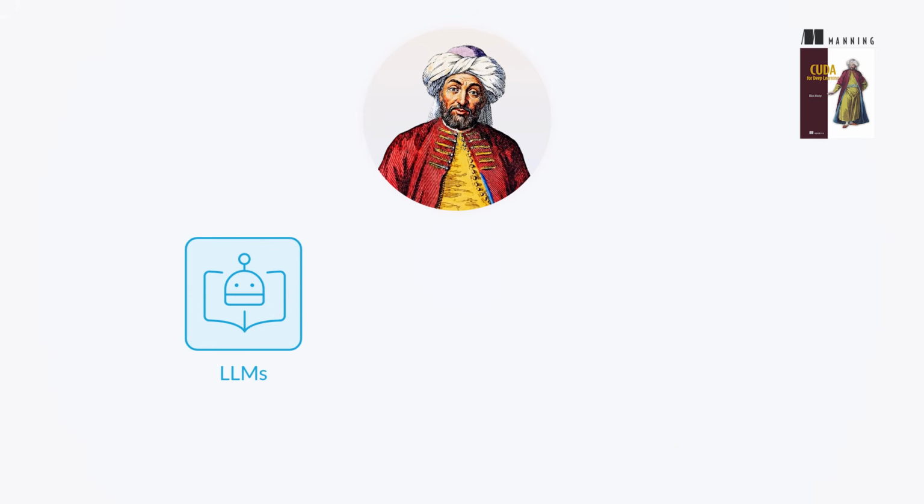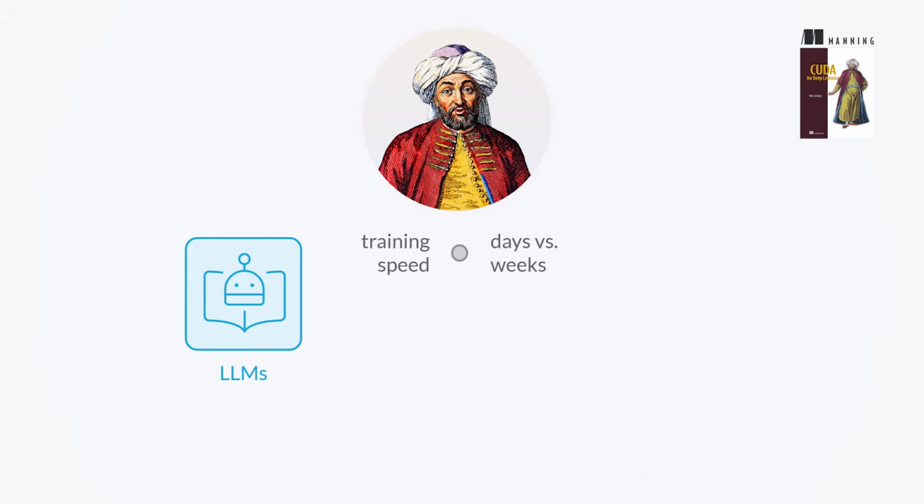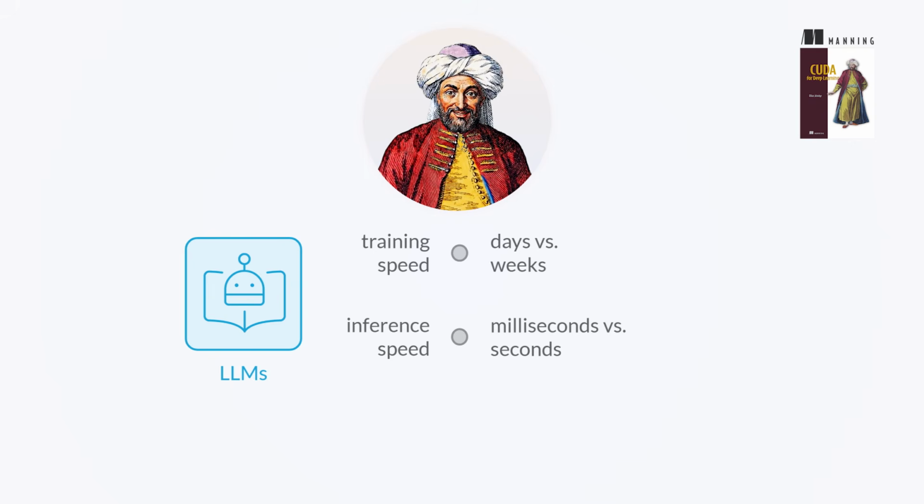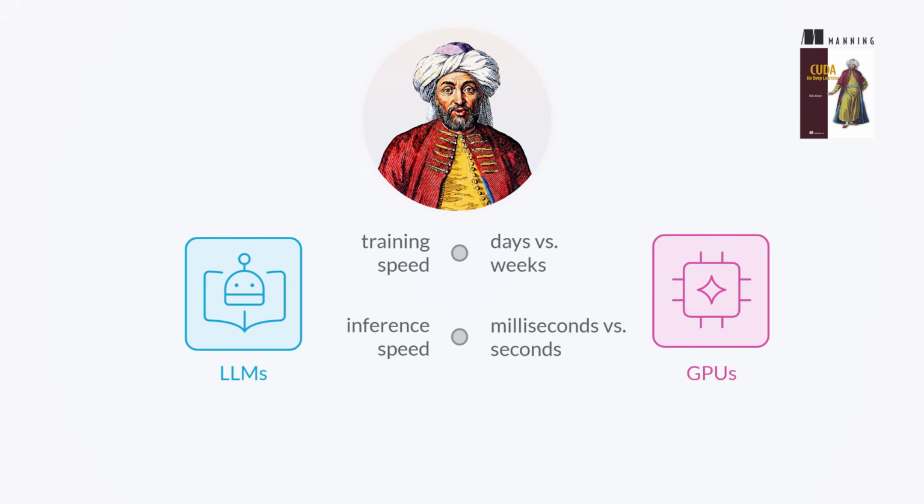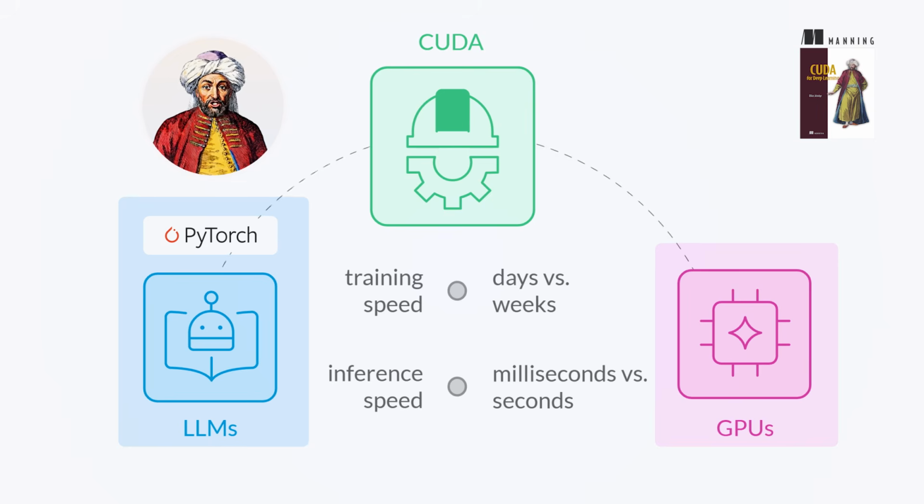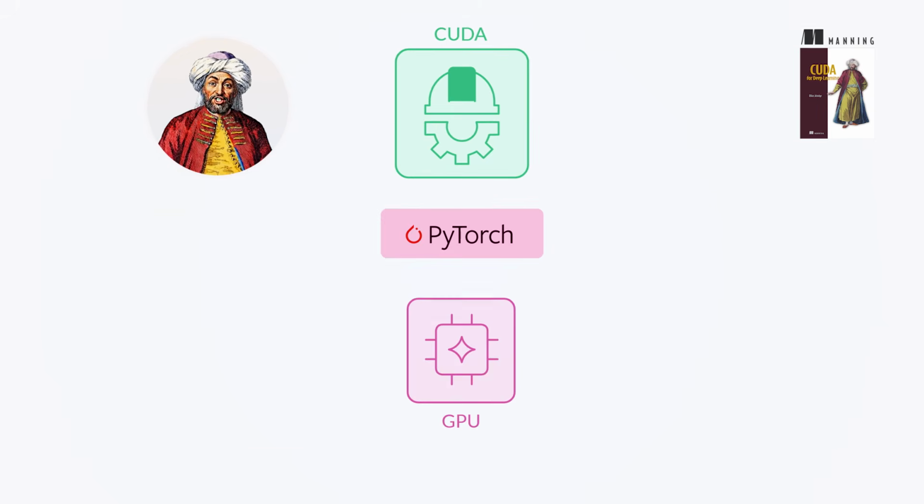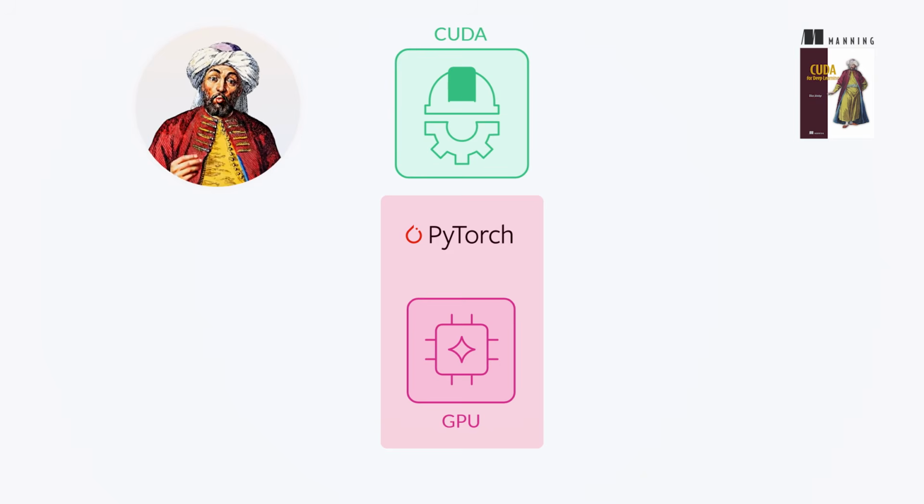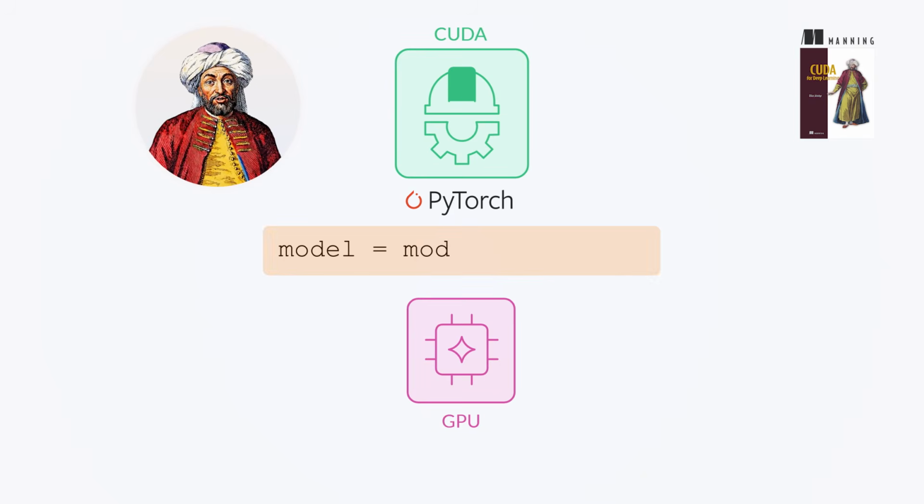Large language models burn through staggering compute budgets. Training in days rather than weeks, or inference in milliseconds rather than seconds, often comes down to GPU efficiency. CUDA is the bridge between PyTorch's clean abstractions and the silicon that executes the work. PyTorch can make GPU acceleration feel wonderfully simple. Move the model to CUDA, run the code, and the network finds another gear. For many tasks, that is enough.